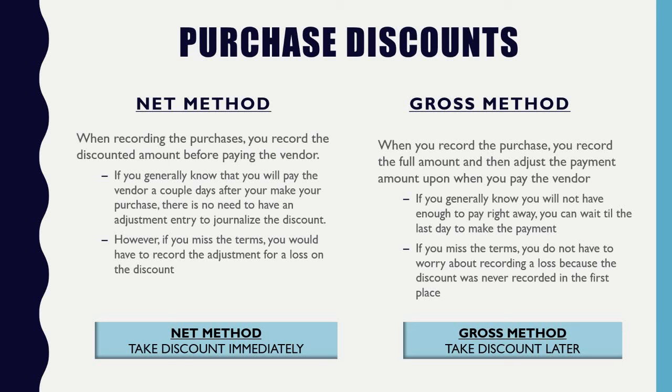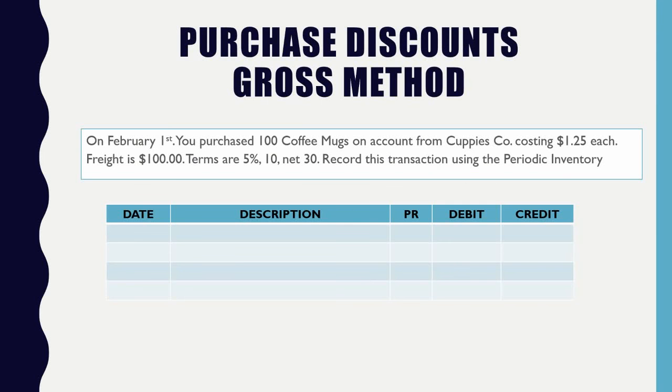When you're dealing with net method, you're taking the discount immediately. When you're dealing with the gross method, you want to take the discount later. Okay? So this is when we're looking into terms. Okay, so let's go ahead and introduce the first one. So the first one we're going to be doing is the gross method. So that means we're going to understand the terms and we're going to take it later.